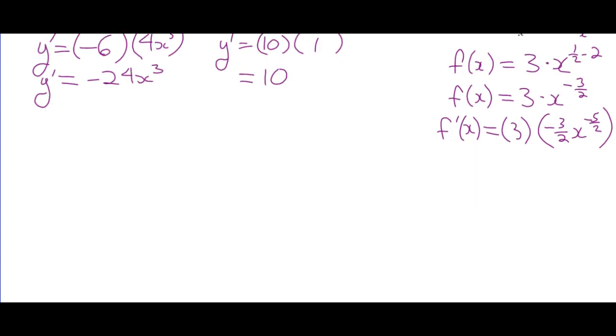Okay, so what have we got? So 3 times negative 3 halves, negative 9 halves. What are we going to do with the x to the negative 5 halves?